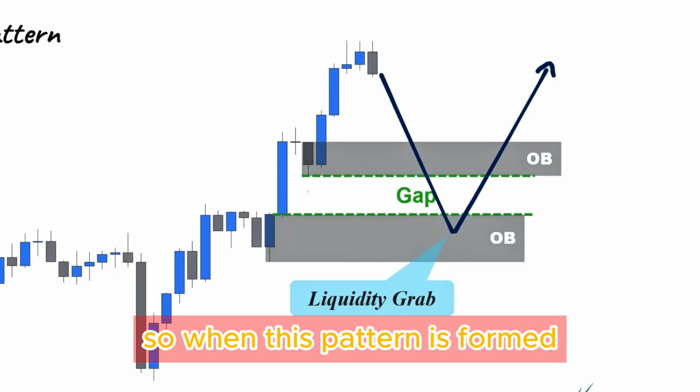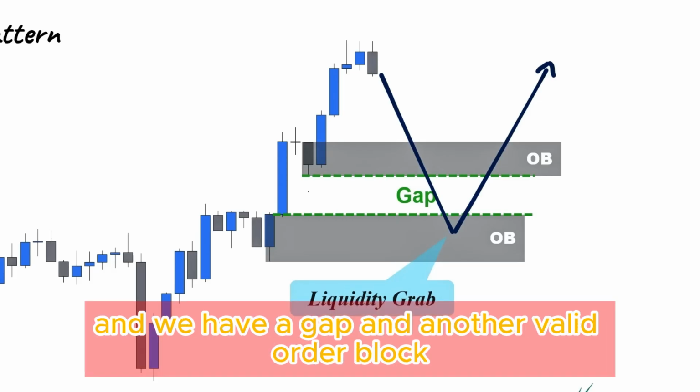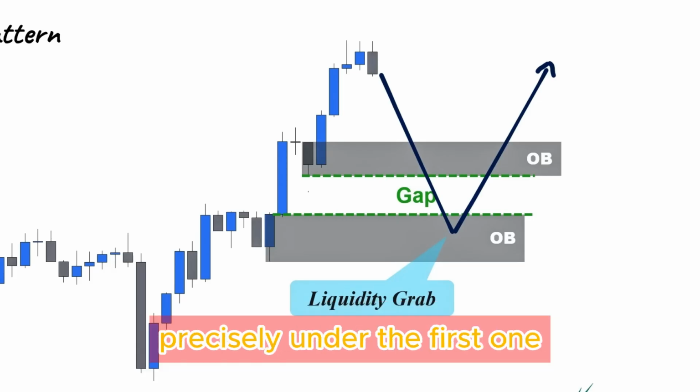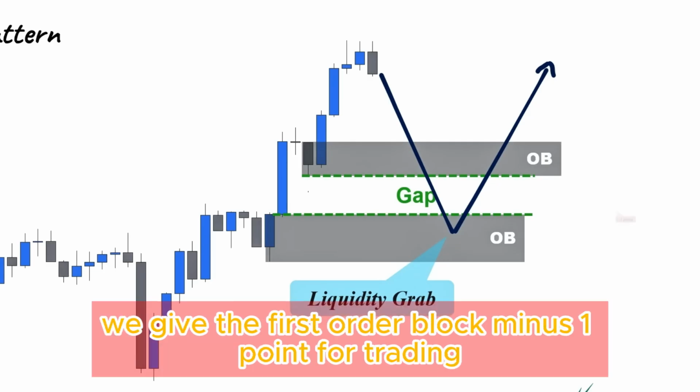So when this pattern is formed, and we have a gap and another valid order block precisely under the first one, we give the first order block -1 point for trading.